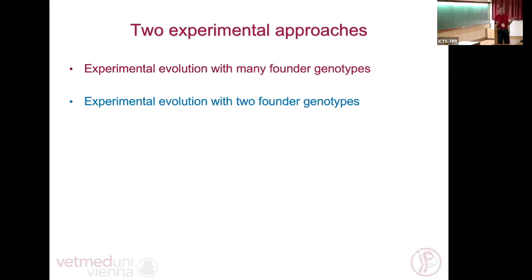I have two different experimental approaches that I will be using for different parts of it. To make it easier for you to distinguish them, when I talk about experimental evolution with many founders, I'm using red. And when I'm talking about experimental evolution that has only two founder genotypes, I will put blue headers. So this is easier for you to follow, and I don't have to explain it all the time.